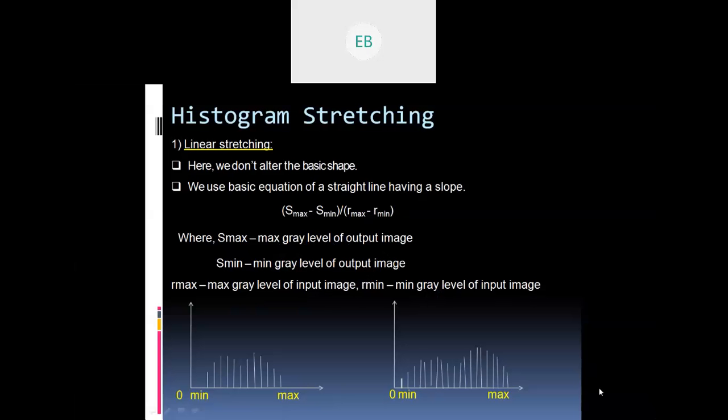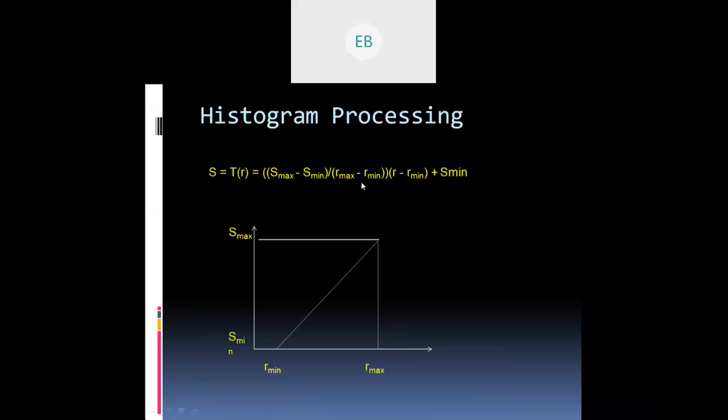Okay, this is about linear stretching, that is, you simply equate it using the equation of a straight line having a slope. We'll see this in our next slides. Next is histogram processing using linear stretching. This is the slope equation of a straight line. Here they are using a simple equation, S equals T of R.